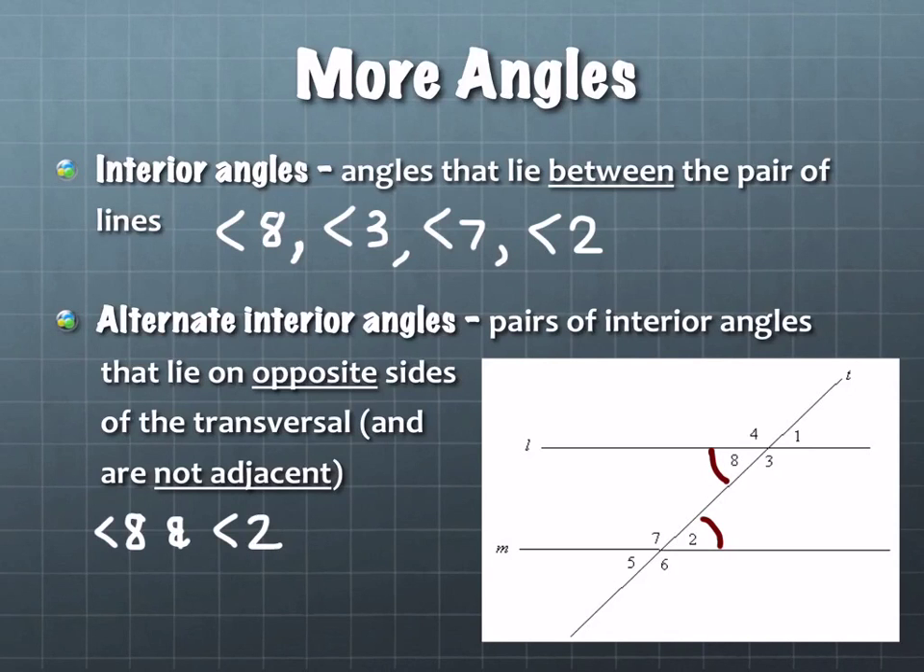One of them's on the left side and one of them's on the right side of the transversal, agreed? And they're not adjacent. Adjacent means right next to each other. So for example, 8 and 3 are on opposite sides of the transversal, correct? But they are adjacent. So that's not what we mean by alternate interior. We mean they're on alternate sides of the transversal, and they're not adjacent, and they're in between the two lines. So this is alternate interior. There's another set of alternate interior angles. What else are they? 7 and 3.